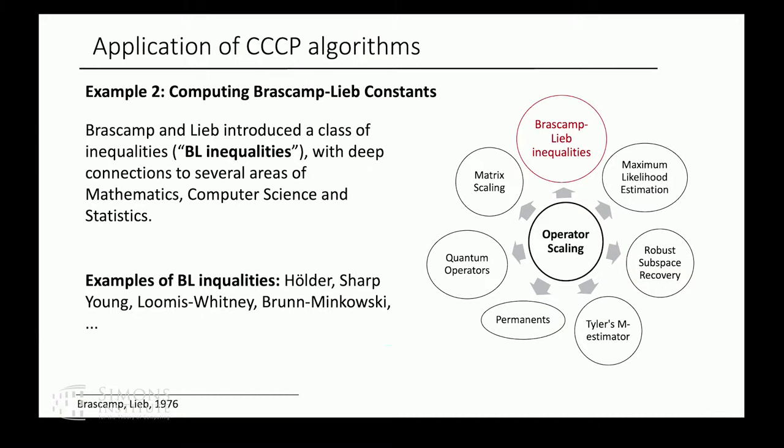The second example that I want to mention and focus on for the rest of the talk is the computation of Brascamp-Lieb constants. That's a problem that arises in the context of Brascamp-Lieb inequalities. That's a class of inequalities in functional analysis that has many applications and connections in various areas of mathematics, computer science, and statistics. Many of you probably have encountered examples of Brascamp-Lieb inequalities before, such as Hölder's inequality, for instance. This problem is also of theoretical importance due to connections to the operator scaling problem, which is a very important problem in theoretical computer science and has many connections to other important problems, such as maximum likelihood estimation, for instance, or metric scaling. All of those are special instances of the operator scaling problem, and so is the computation of Brascamp-Lieb constants.